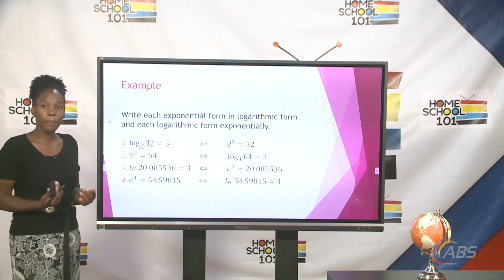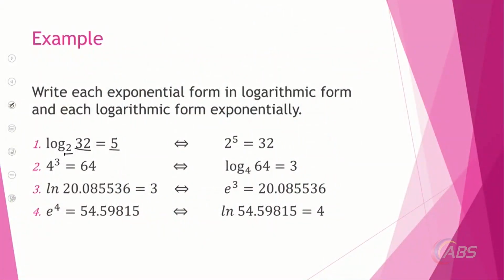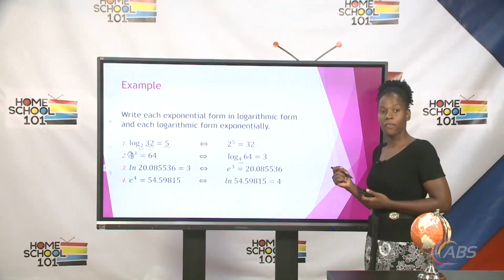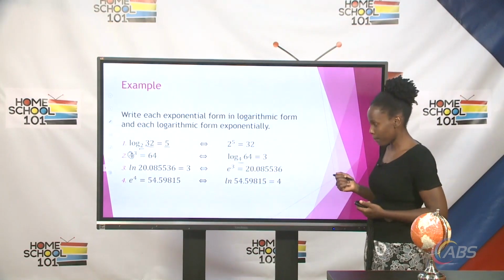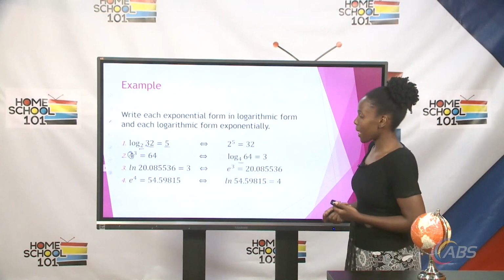The second example, I have 4 to the power 3 is equal to 64. So this is in the exponential form. So if I'm converting this to the logarithmic form, then again, my 4 here becomes my base in the logarithmic form. So it's the log of the positive number 64 to the base 4 is equal to a value of 3. Then we look at the third one.